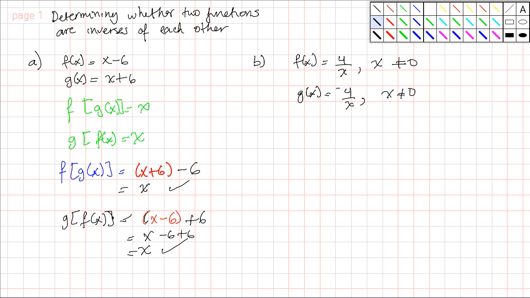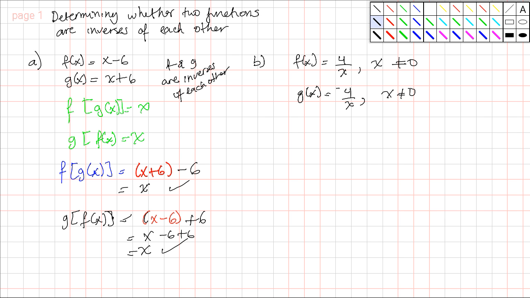So we can say that for A, these two functions are inverses. So f and g are inverses of each other. Let's take the other problem.